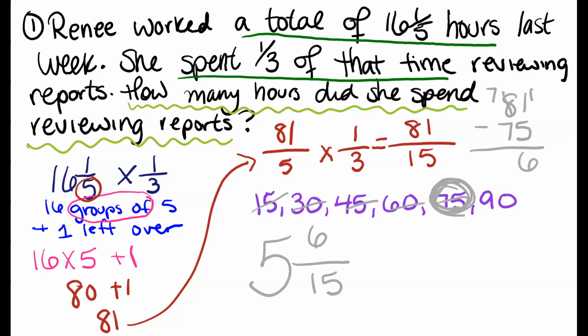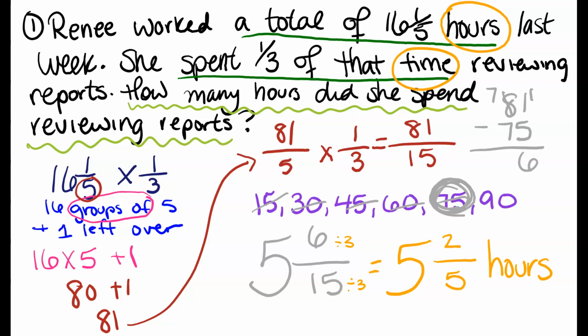When looking at my 6 and 15 though, I can see something else can go into these. I can simplify this. I keep my 5 the same. I know 3 can go into 6 and 15. 6 divided by 3, I'm taking groups of 3 out, and I have 2. 15 divided by 3 is 5. So 5 2/5, and the unit, time, hours. Box it in so Miss Reams knows that that's the answer you want her to check. And we move on to the next problem.